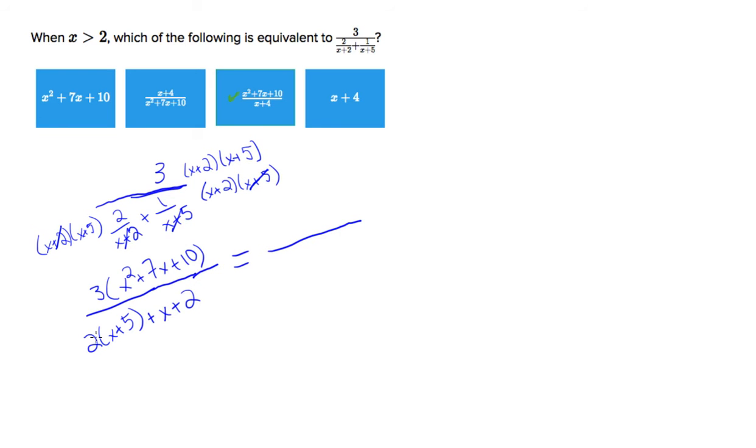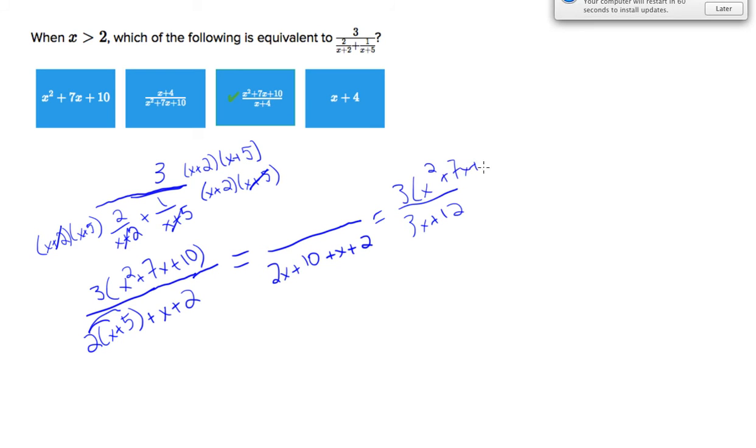Down the bottom, if you distribute in the denominator, it becomes 2x plus 10 plus x plus 2, and if you keep going, that becomes 3x plus 12. On the top, we still have this expression up here. Note in the bottom, you can take out a common factor of 3, and you're left with that x plus 4.